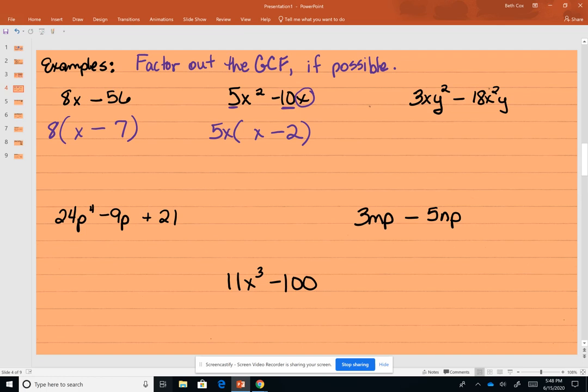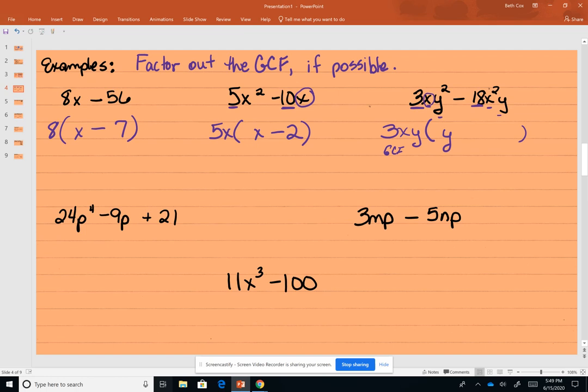All right, so this third one, again, looking at your numbers in your times tables, you should know that 3 is common. And then when you look at your variables, the lowest power, the smallest power of the common variables. They both have x's, and so the smaller one is a plain x. They both have y's, and the smaller one is a plain y. So that's the GCF, and then I'm going to divide and see what's left over. 3 divided by 3 is 1, x divided by x is 1, y squared divided by y is y.